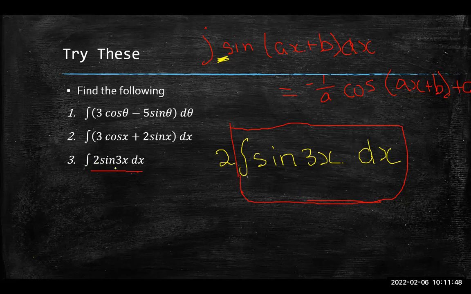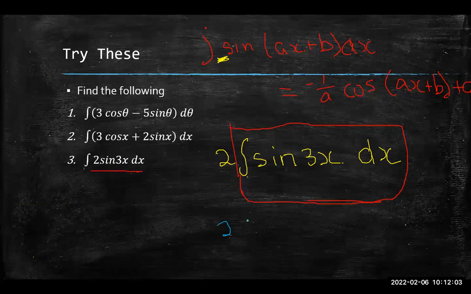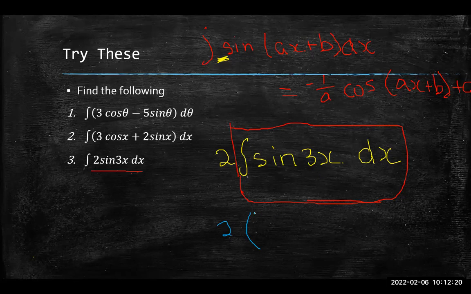Because if I have the integral of 2 sine 3x dx, that's the same as saying 2 multiplied by the integral of sine 3x dx. I know how to integrate this. I know this rule. And therefore, I can now say this is 2 multiplied by, so according to my rule, it's minus 1 on a. A in this case is 3. Remember, a is the coefficient of x, right? What do I mean by coefficient of x? The number that comes right before the x. So in this case, it's 3. So that's minus a third.